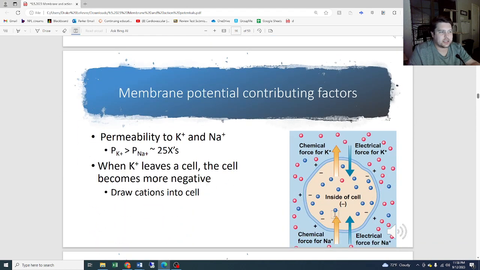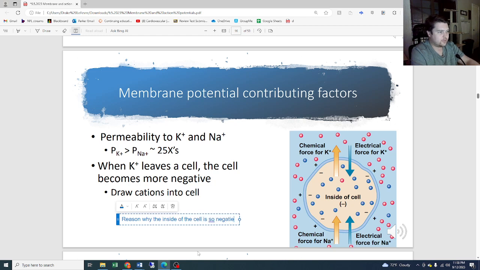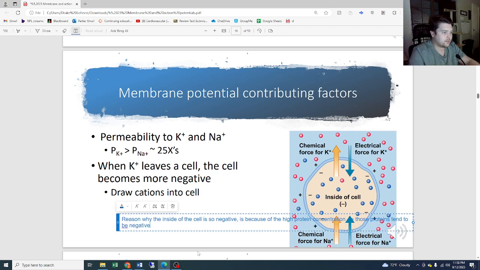So we can see the inside of the cell tends to be negative, and depending on what your specific professor has said, obviously go with what they say. But in all reality, the reason the inside of the cell is so negative is because of the high protein concentration, and those proteins tend to be negative. All right.